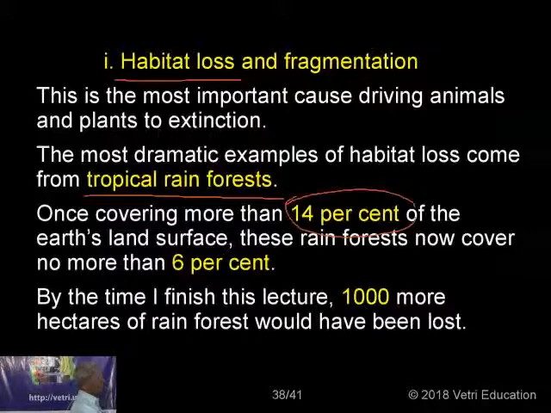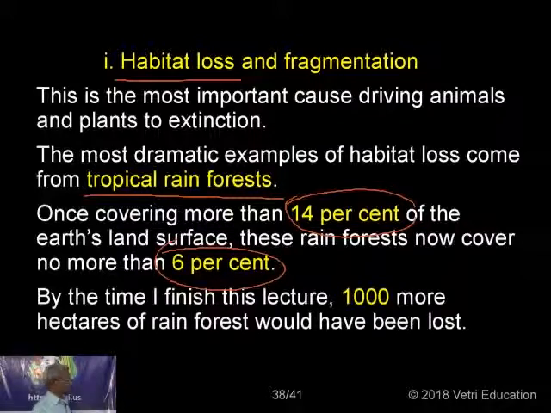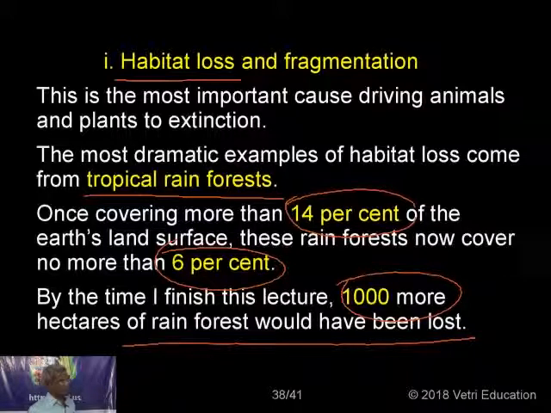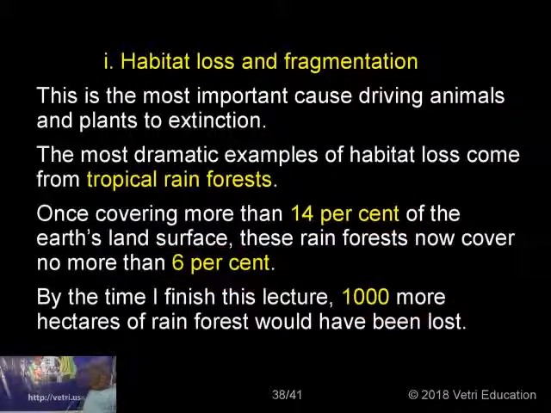Oh, it's really paining me. See, what was 14% of the Earth's surface is now only 6%. So much has been removed. By the time I finish this lecture, 1000 more hectares of rainforest would have been lost. Is this data not paining you? Just within 1 hour, the duration of my lecture, 1000 hectares of rainforest are being cleared by human society. It's really paining.